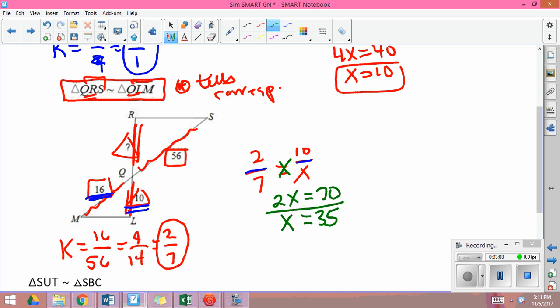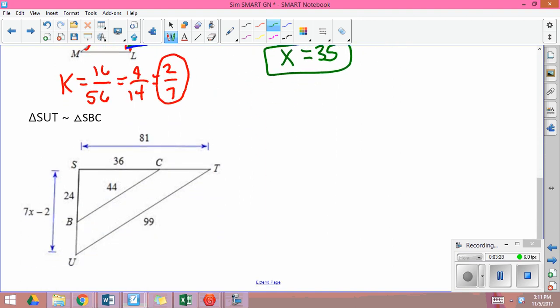Now you should also do a quick visual. I am getting bigger, so I had better have an answer bigger than 10, and it should be within a reasonable size if you think about blowing it up or shrinking it with the other sides.